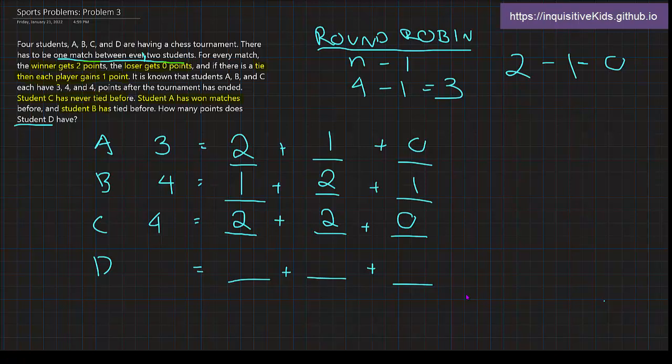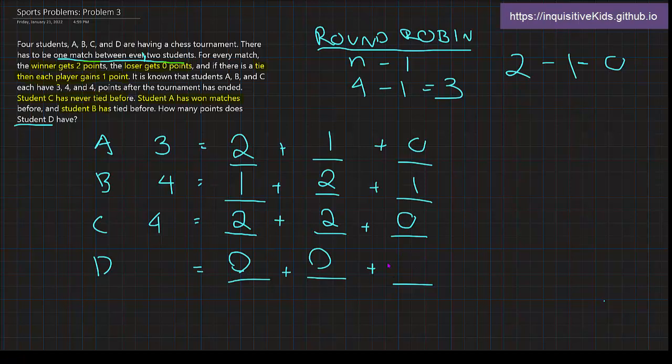So let's start from there. How many winners do we have? How many winning games? We have 1, 2, 3, 4. And how many losing games do we have? 1, 2. So we need 2 more zeros here. And we could just put them right here with D. Now all we have to do is fill in this one.